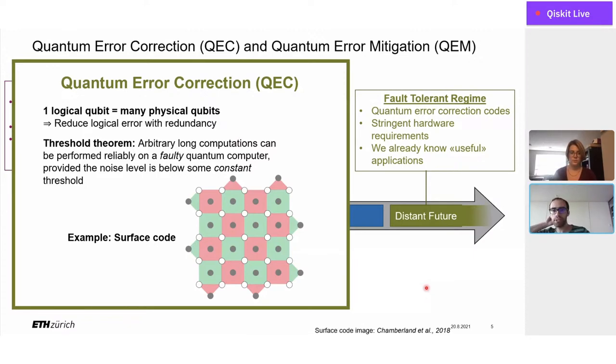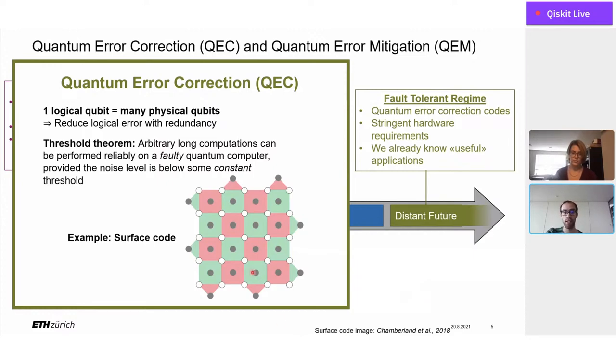Right, and if your quantum computer is good enough, if you have low enough noise, then there's this threshold theorem. It's actually really a family of theorems, which tell you that it's possible to realize reliable computation of arbitrary length on your noisy quantum computer, basically by just throwing enough physical qubits at your problem. So one example of an error correction code, which is very well known because it has lots of nice properties, is the so-called surface code.